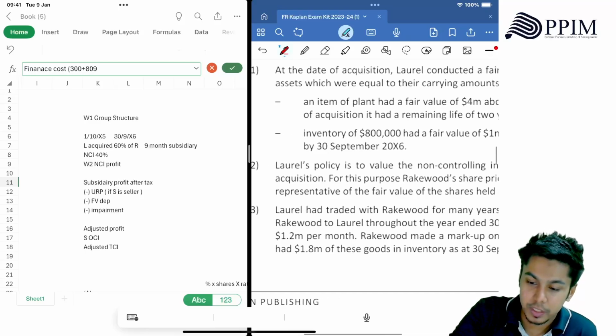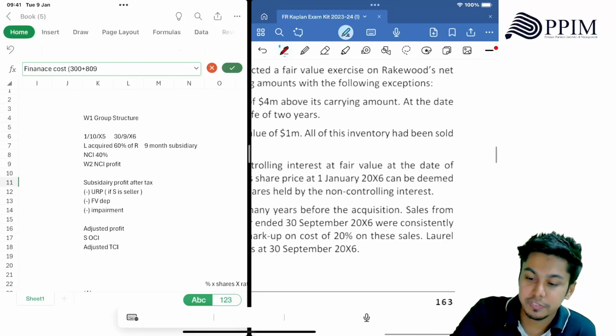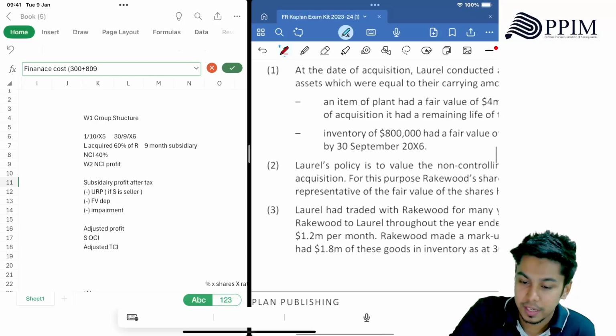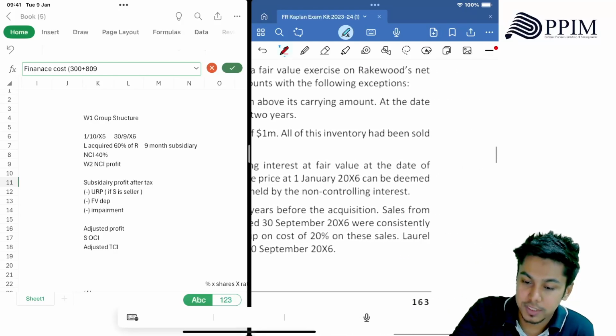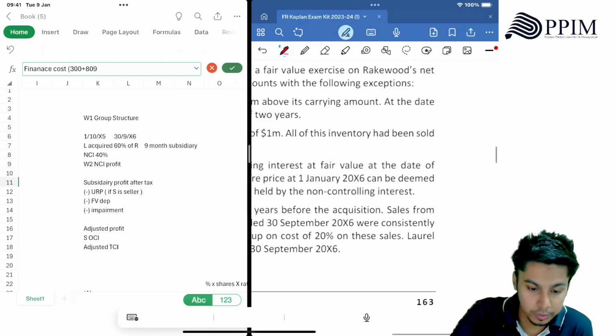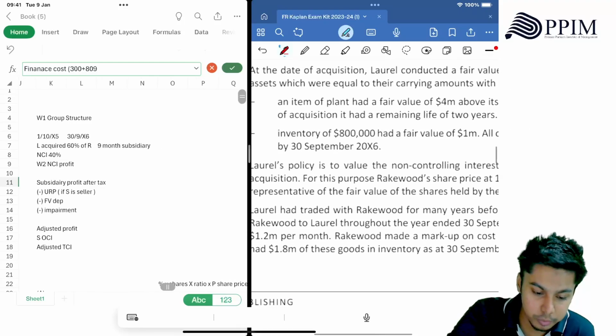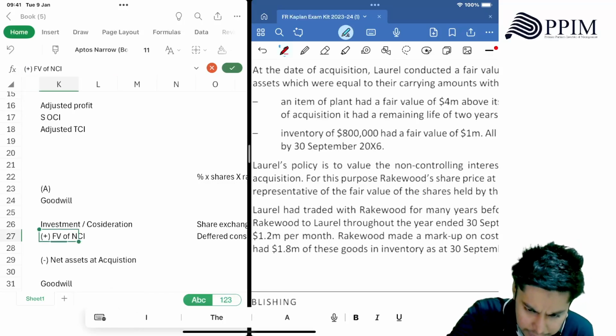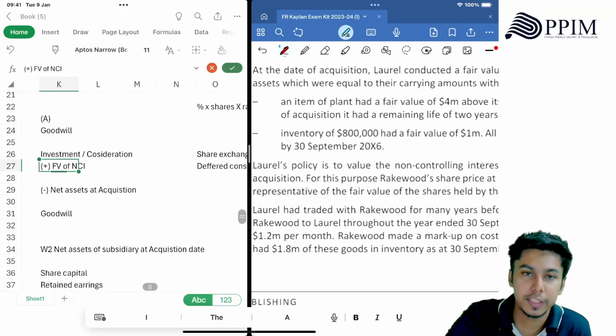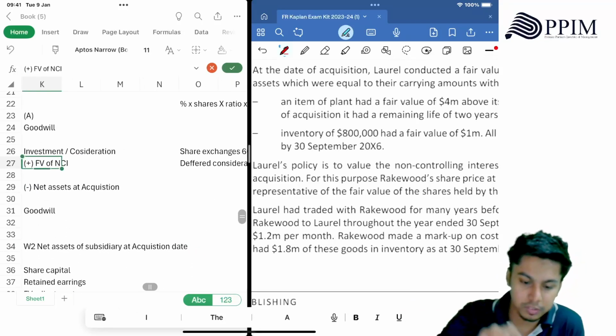Laurel's policy is to value non-controlling interest at fair value, right? For this purpose, Rakewood share price on 1st of January 2006 can be deemed. Okay, now guys, they are asking you to calculate, but you can say guys, fair value of NCI, this one. Right, now guys, in theory class, I gave you an equation this way. Can you guys mark this on the side quickly?